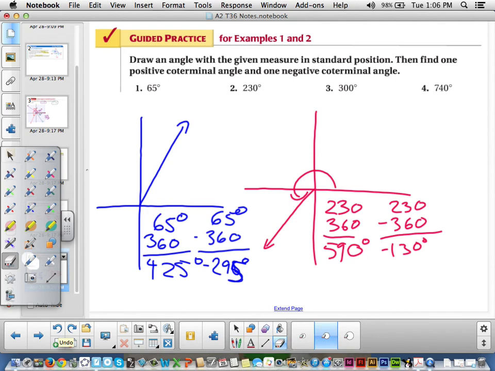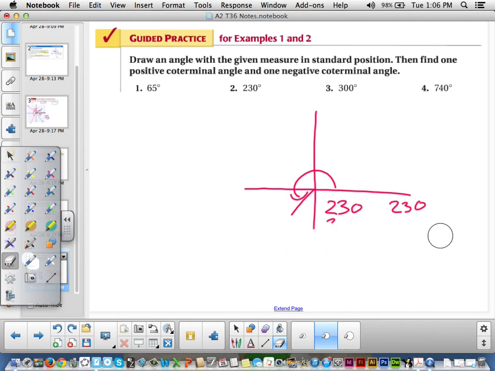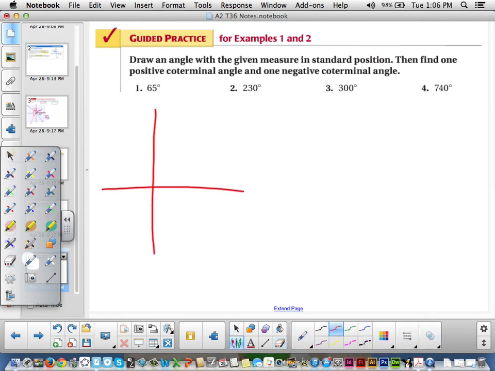Try the next two on your own and check your answers. All right, so 300 degrees, we will draw that right here. Coterminal, you take 360 plus 300, you get 660 degrees as coterminal. If you subtract 360, negative 60 degrees is coterminal.